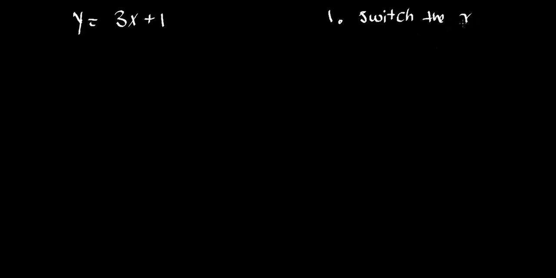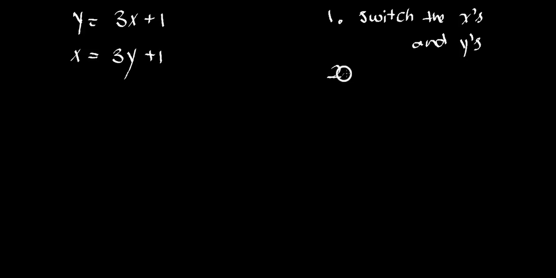The first step is to switch the x's and y's. What do I mean by that? This means wherever you see a y, put an x in. Wherever you see an x, put a y in. Because we want to work backwards, we have to switch our x and y's. So if we do that, we get x equals 3 times y plus 1. Alright, that's the first step.